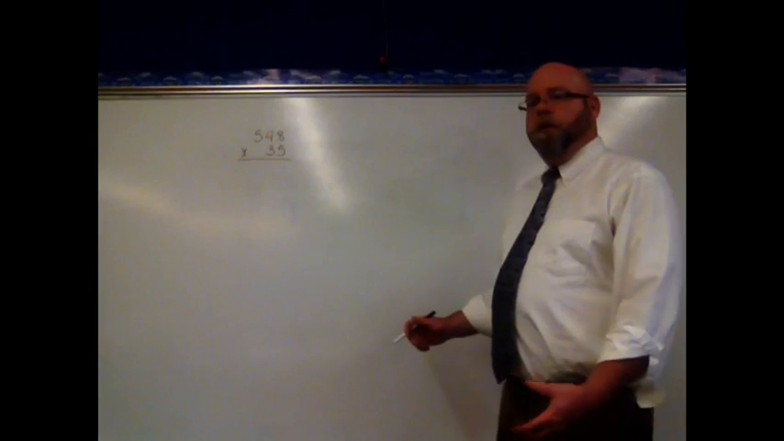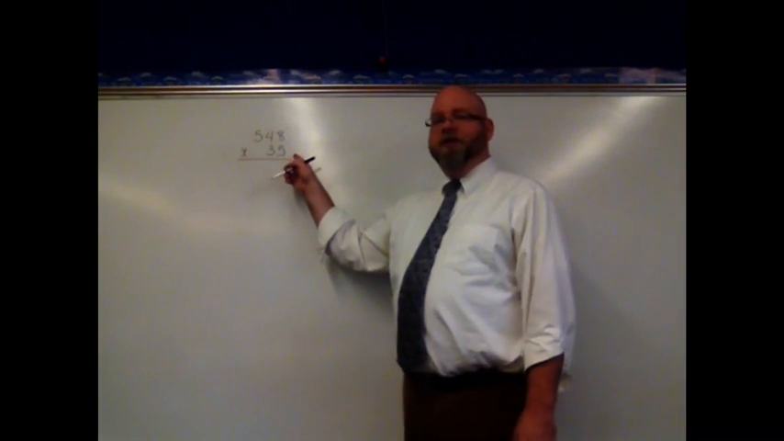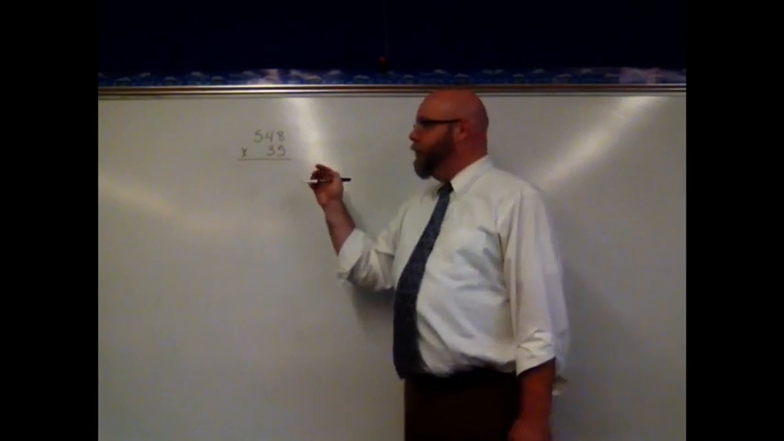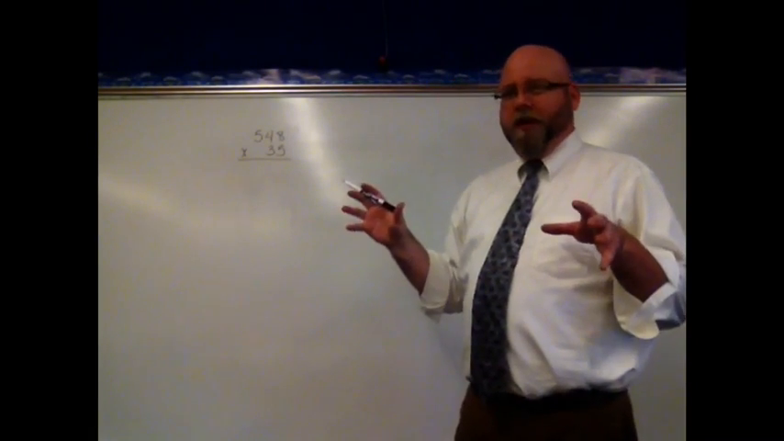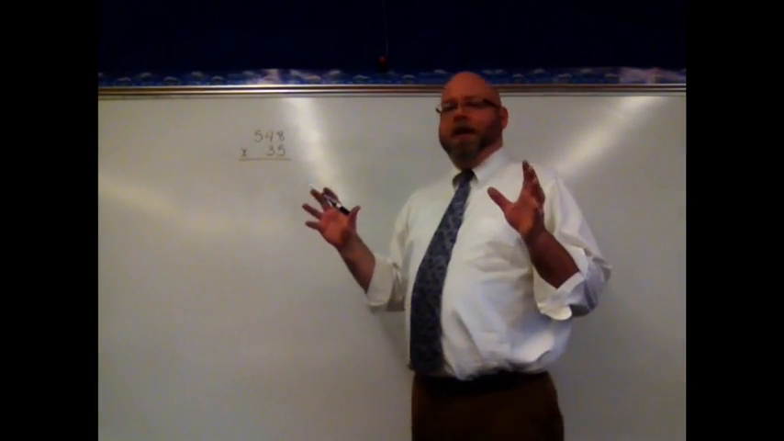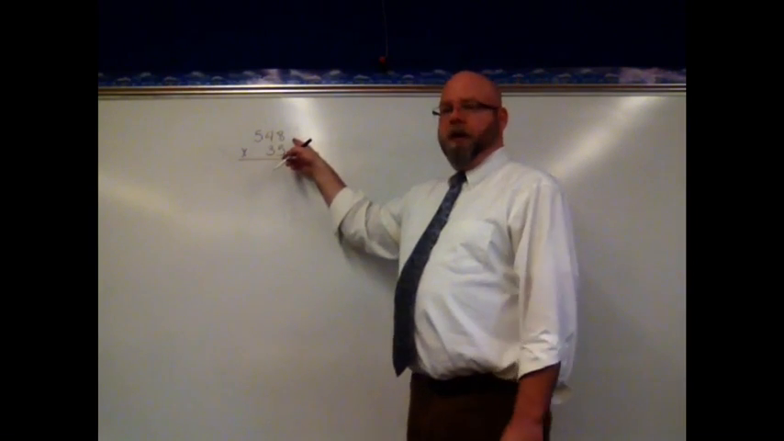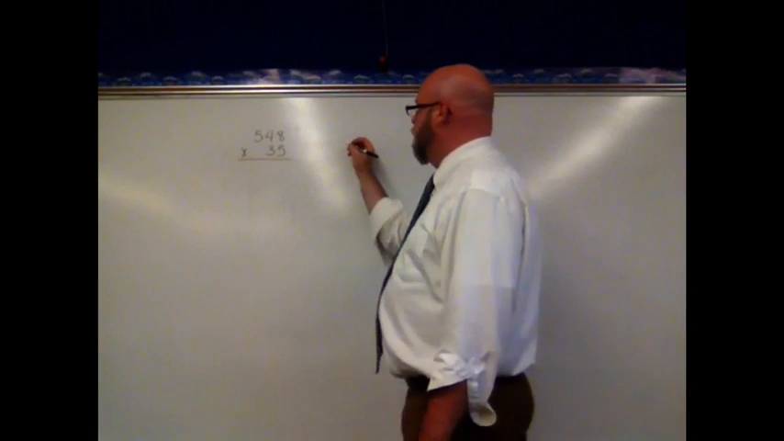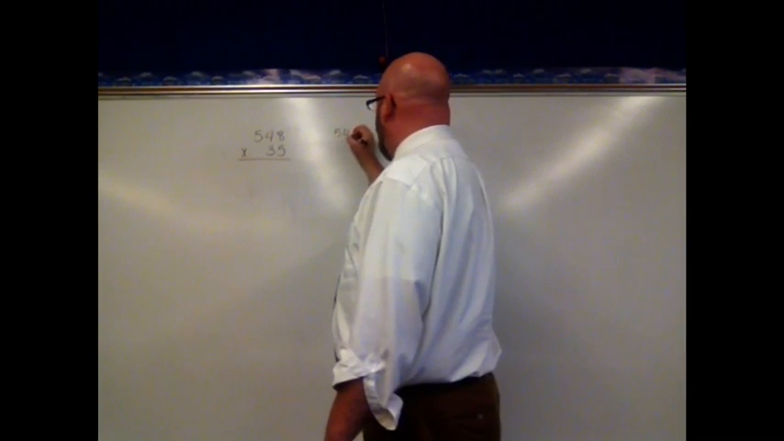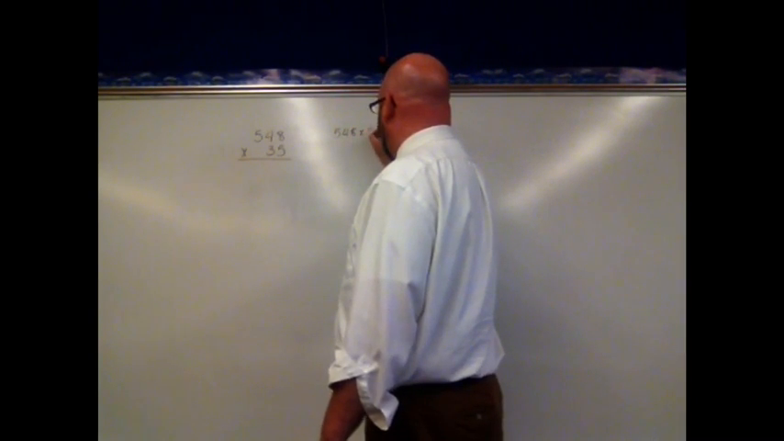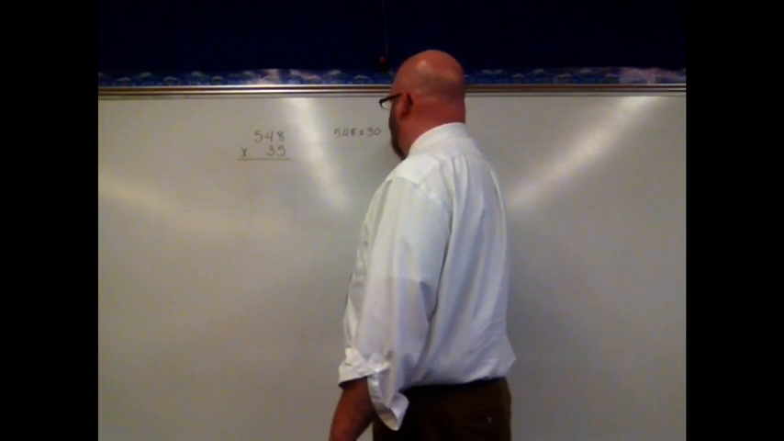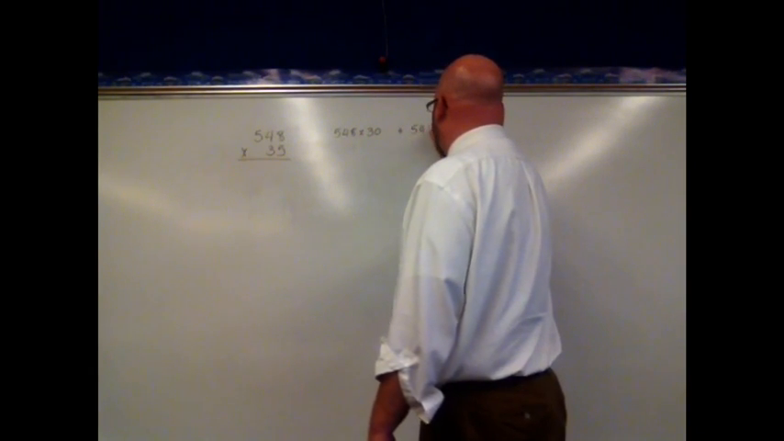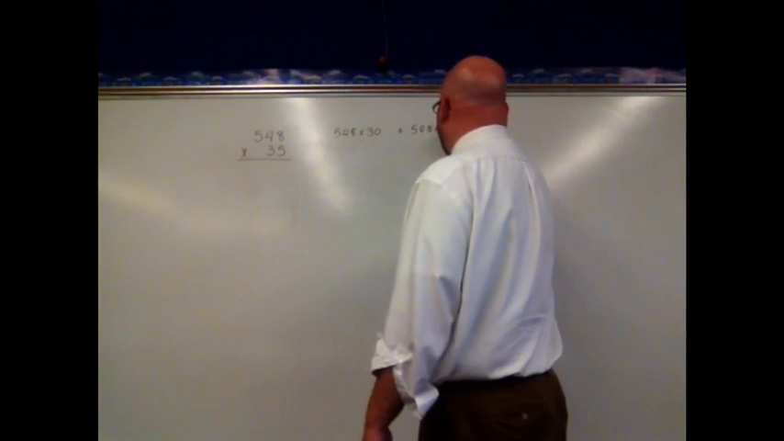Let's take a quick look at multiplying anything by a two-digit number. Now this gets pretty complicated for a lot of 4th and 5th graders, but it's not as hard as you really think it is. Let's first take a look at what's really happening here. When I multiply 548 times 35, what I'm really doing is multiplying 548 times 30, and then I'm going to add that to 548 times 5.